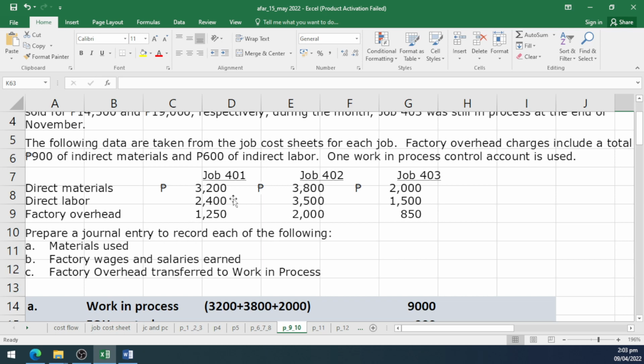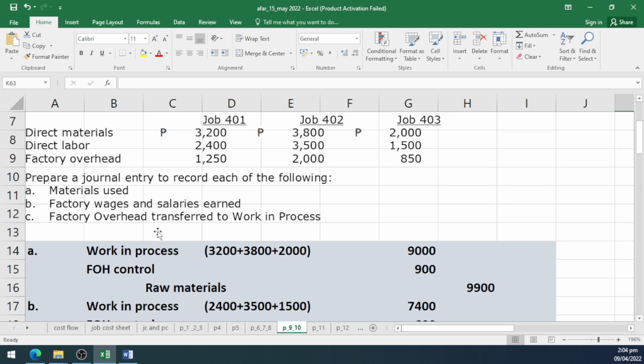So, look at the cost sheet, ladies and gentlemen. For job 401, 32 ang direct materials. For 402, 38. Then, job 403, 2,000. When those materials were issued, ang naging entry ganito. Debit work in process. 32 plus 38 plus 2,000 or a total of 9,000. And then, debit to factory overhead control, of course, for the indirect materials. Yun pong 900. And credit raw materials, 9,900.